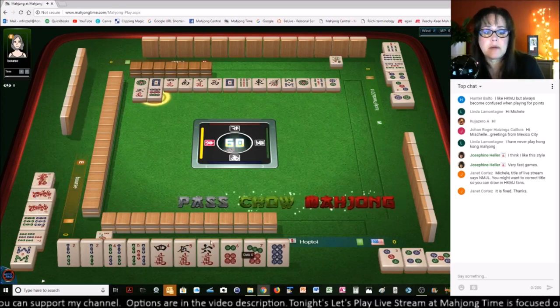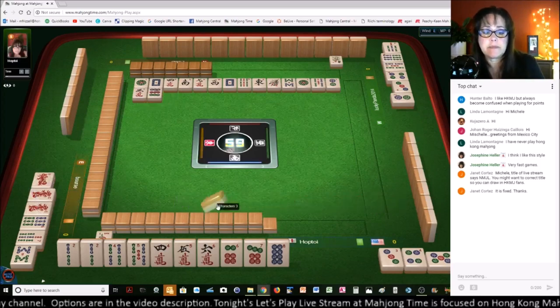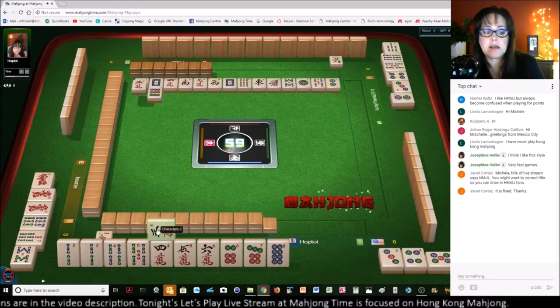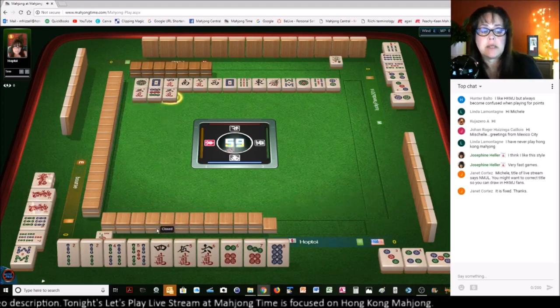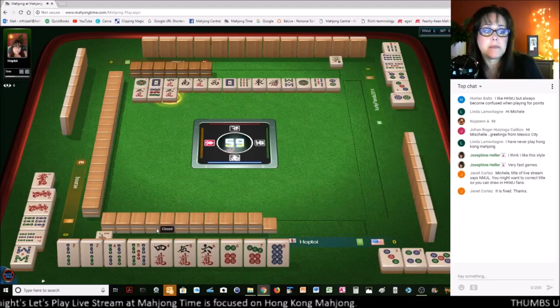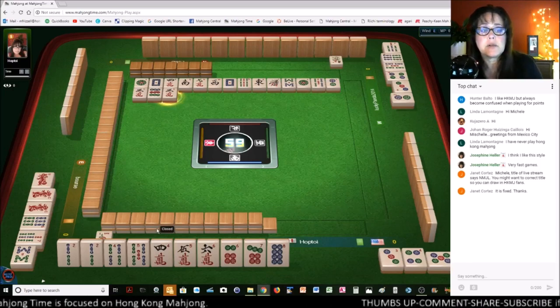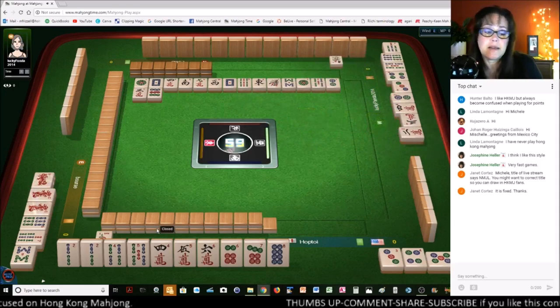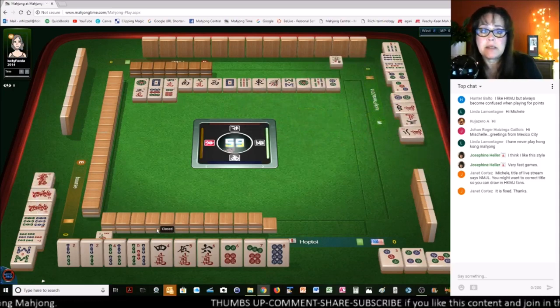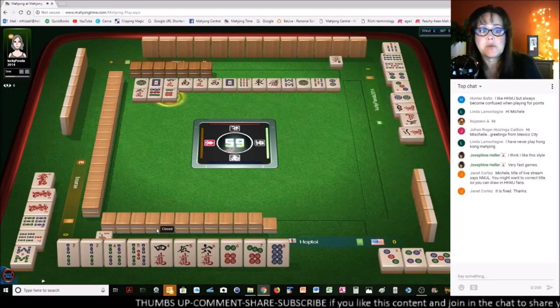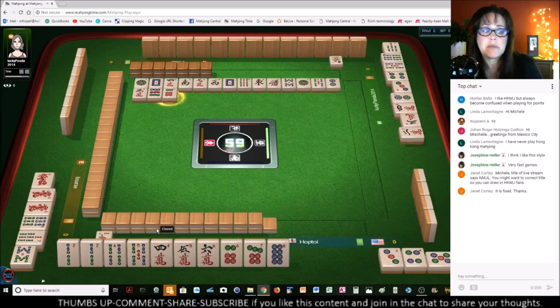Nine dots. Okay, that is not mahjong. That is not mahjong either. We need a three bam or a six bam. Now there are two six bams out right now. So we'll see. I'm hoping that one of those will be thrown. So a three bam or a six bam will do it. Chow.